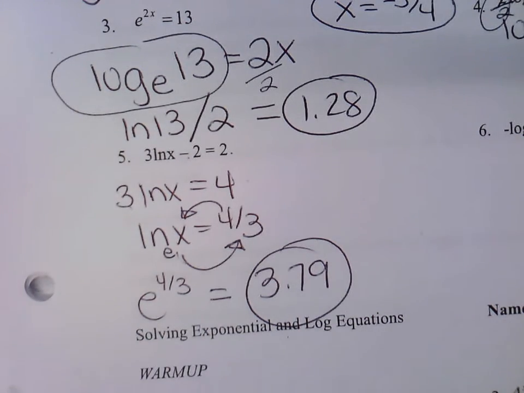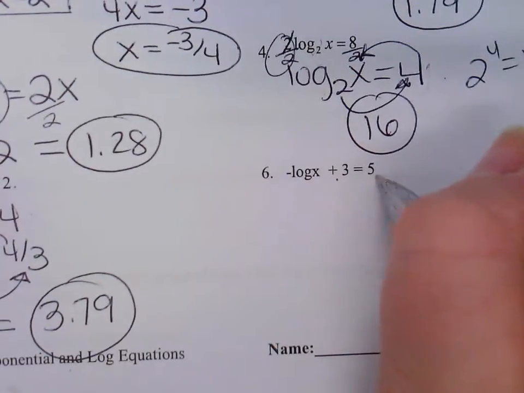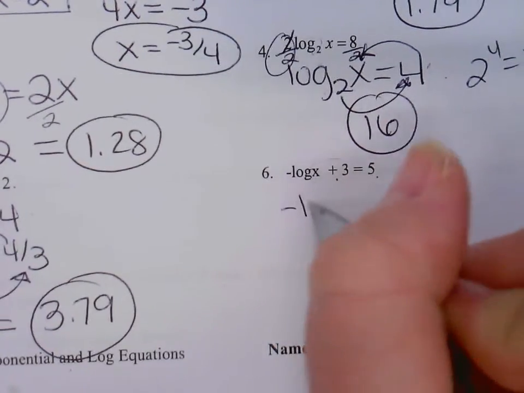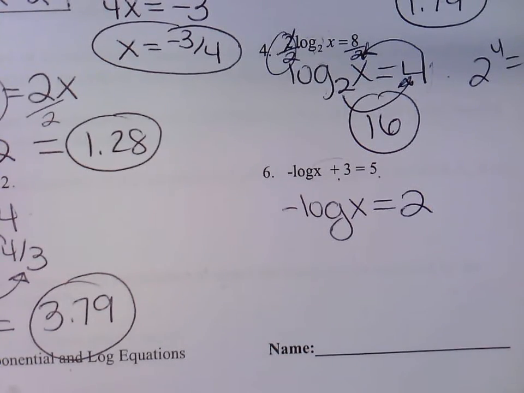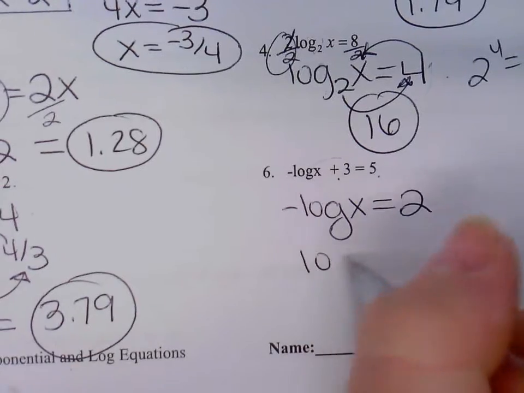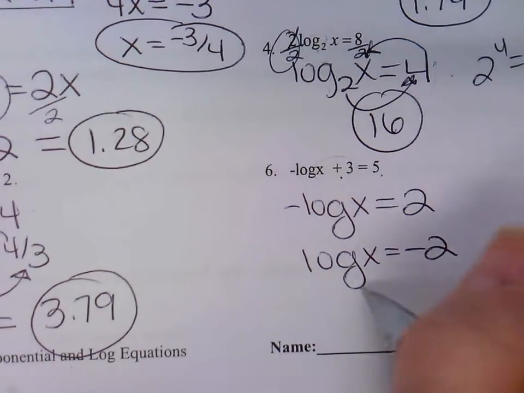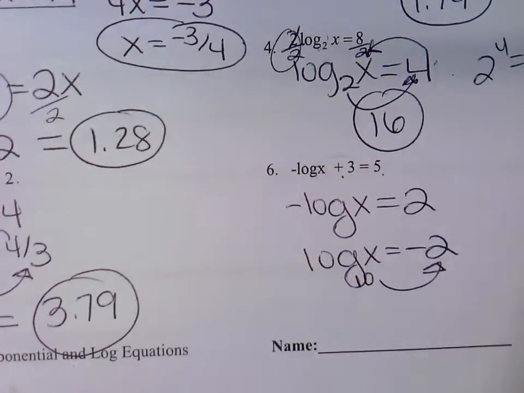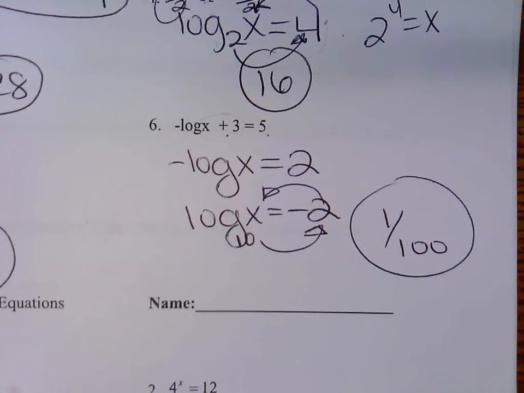And I think 6 you can do without a calculator. You would subtract 3 first because these are not in parentheses. So negative log x equals 2. You would divide by negative 1 on both sides. So log x is negative 2. And then you're taking 10 raised to the negative 2nd power, which is 1/100. So you could do that without a calculator. So what's the hard part? The order of operations?